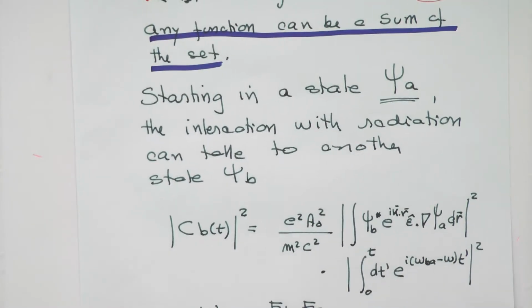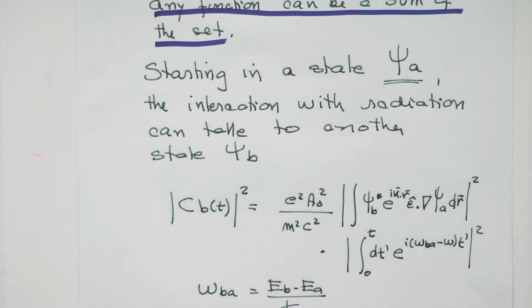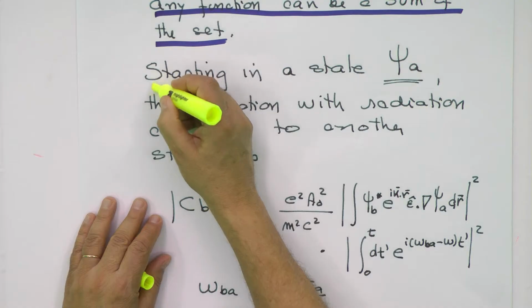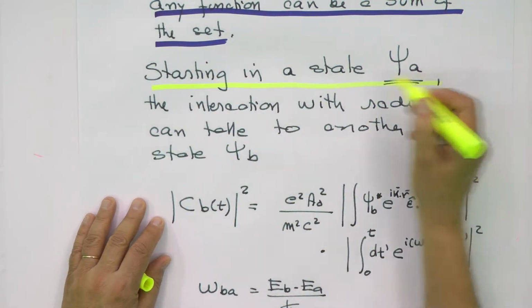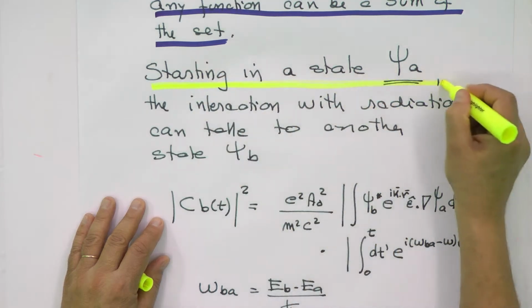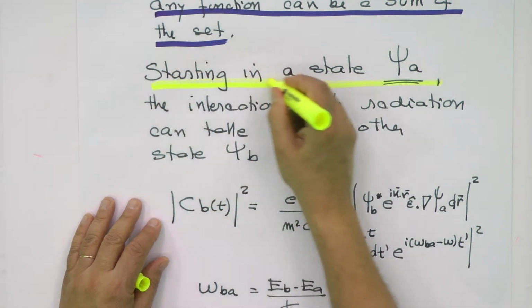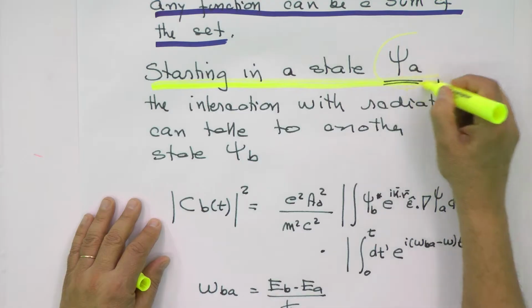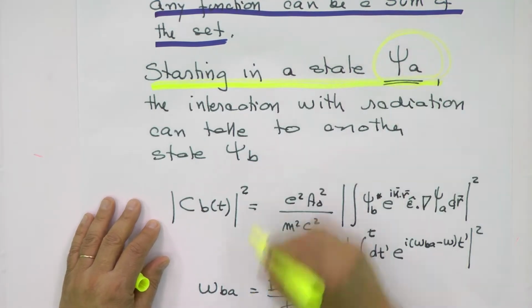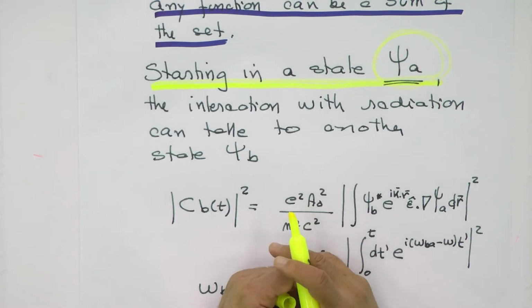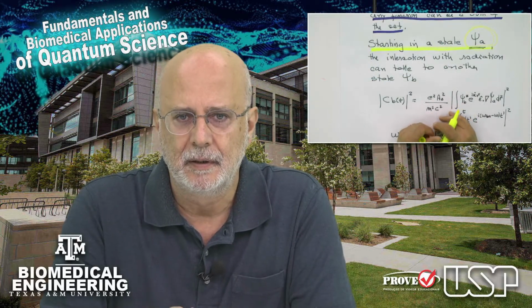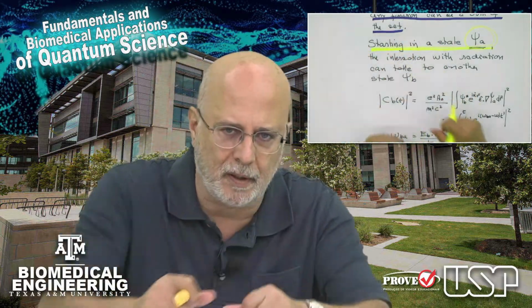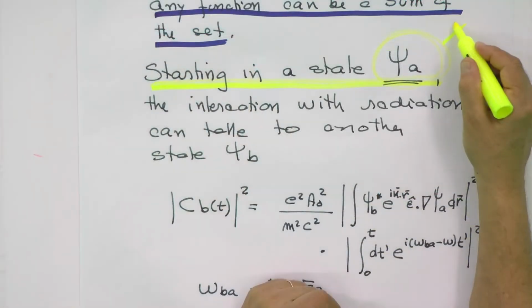Therefore, we're going to start our problem, and that's an important point here. We're going to start by saying, imagine that when we turn on the light, or when we start to count the time, this is a time-dependent interaction, right? The system is in an initial state that we call psi A. So psi A is the original state. The atomic system is in some orbital, which is psi A.